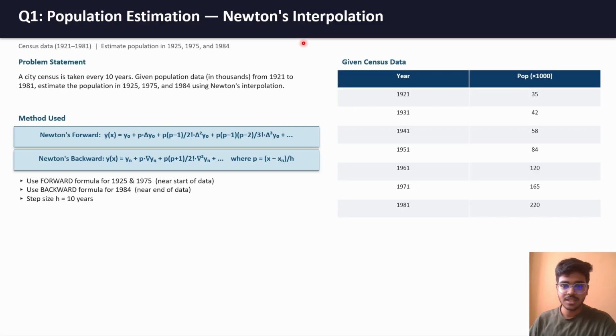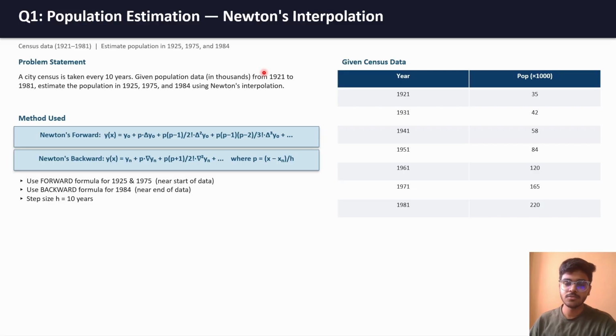Interpolation estimates the value of a function at a point inside or near the boundary of a known set of data points. The method we will use is called Newton's interpolation. Specifically, Newton's forward difference formula for 1925 and 1975 and Newton's backward difference formula for 1984. So why are we using forward versus backward? Here is a very important concept that many students miss.